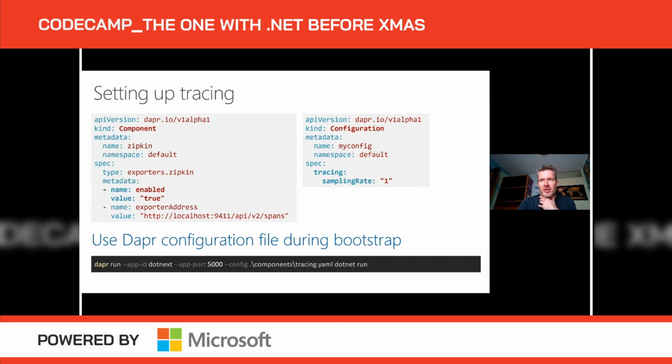How about tracing? Because Dan mentioned it, if things work, it's great, but if it doesn't work, you want to know a little bit about your application. You need to have instrumentation and monitoring set up. Well, in this case, as you can see, you only need to define the component for the tracing, and then everything is taken care of for you. You don't need to spend a single line of code to do any of this.